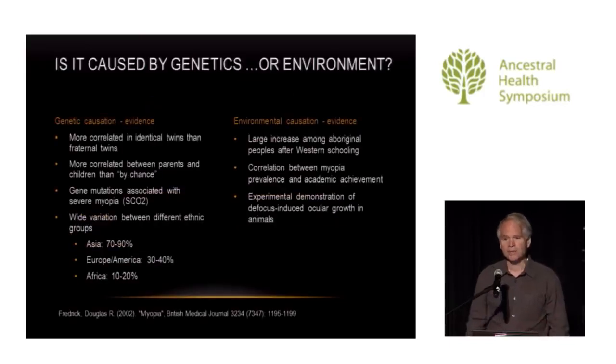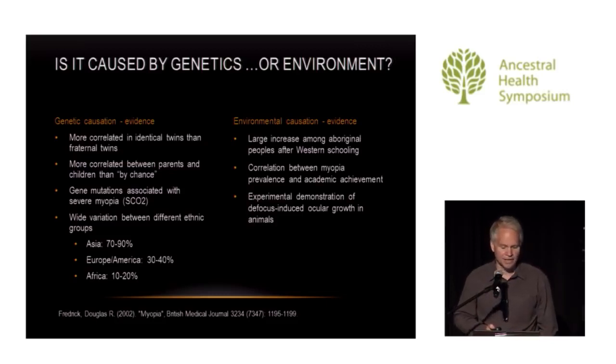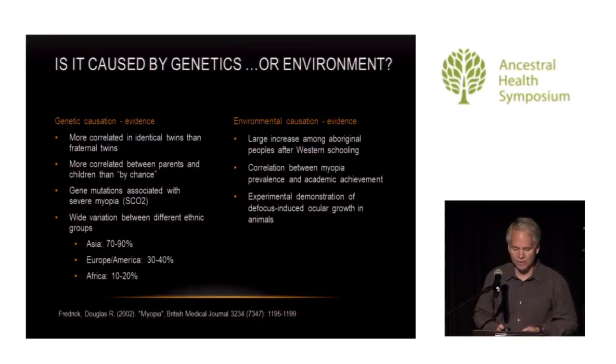So the question is: is myopia caused genetically or is it environmental? There's evidence on both sides. For example, twin studies and parent-child studies show a higher correlation than you would get with fraternal twins or just by chance. There's a number of gene mutations that have been identified, like SCO2, which has to do with copper metabolism, which are implicated in severe myopia. And there's wide variation between different ethnic groups. So, for example, it's much higher in Asia, 70 to 90% in some countries, maybe a third of people in the US or Europe have myopia, and it's much less common in Africa.